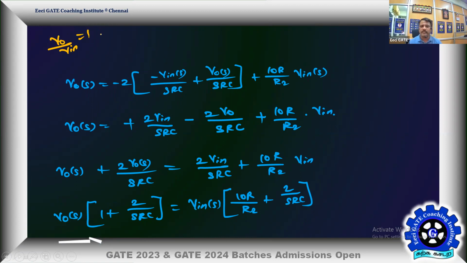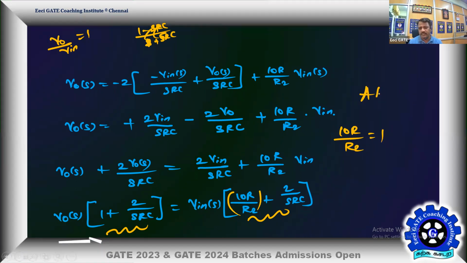Okay. In fact, I expected something like how we play in analog electronics, like 1 minus SRC by 1 plus SRC. It didn't happen that way. Fine then, so it should be 1. That means these two should be identical. Therefore, 10R by R2 should be equal to 1, so that it will act as an all pass function. Fine. So 10R by R2 equal to 1 means what is your R2? R2 should be equal to 10 times your R. R is already taken as 1 kilo ohm, so it is going to be 10 kilo ohm.